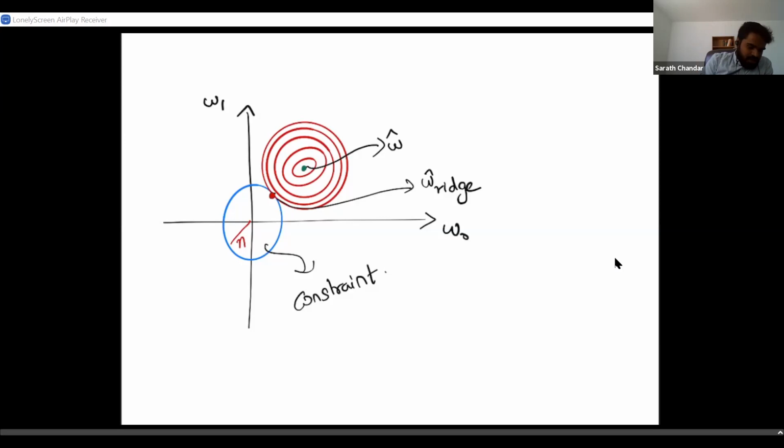Okay, so maybe before we move on, is there any questions about L2 regularization? Either post your questions or raise hand.